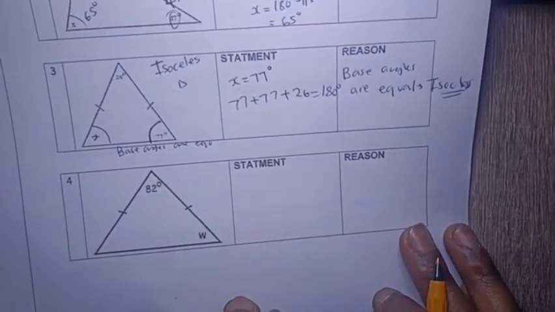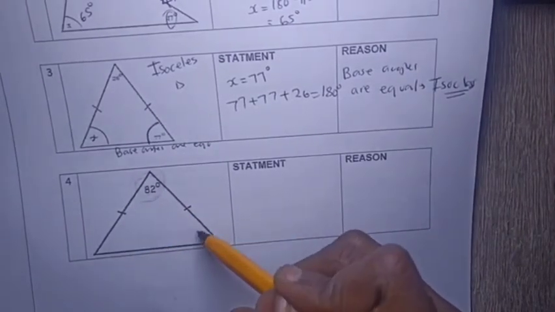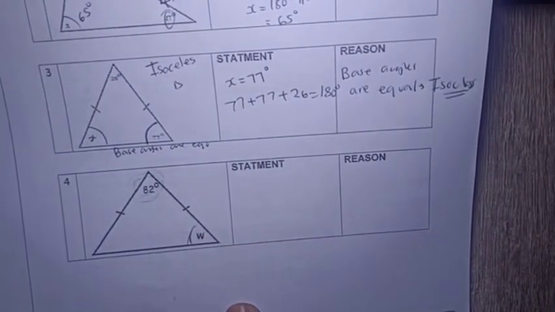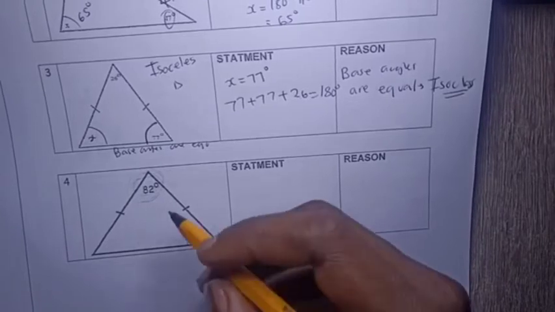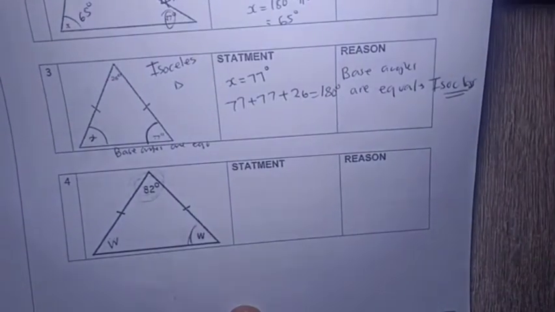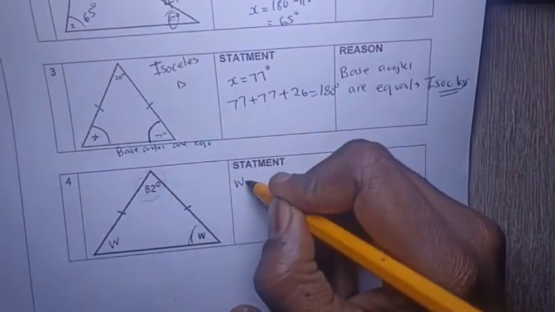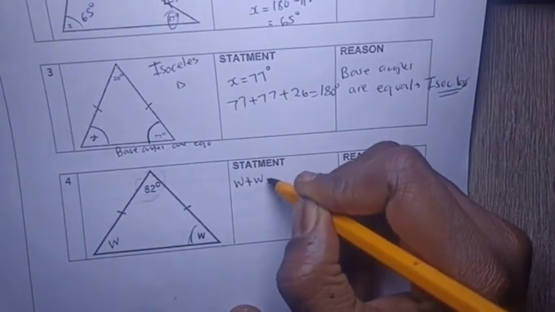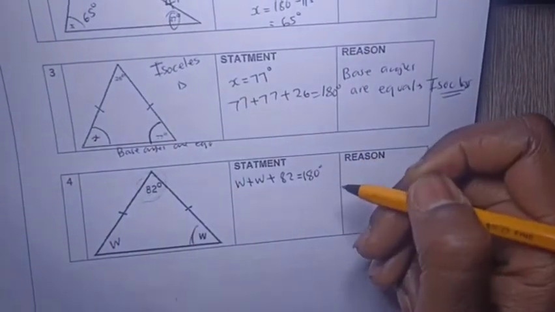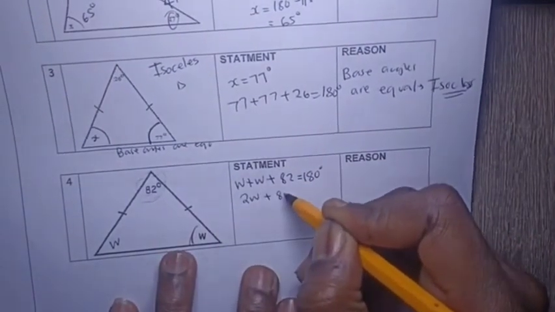This question is also the same. It's an isosceles triangle. They gave us the value of this and they say find the missing value. So we want to find the value of W. How do we do that? We know that since it's an isosceles triangle, this side has the same value also. So if this is W, this is also W. The sum of all of this must give us how much? 180. So this plus this will be how much? 2W.